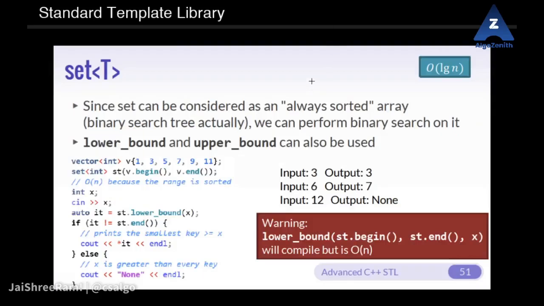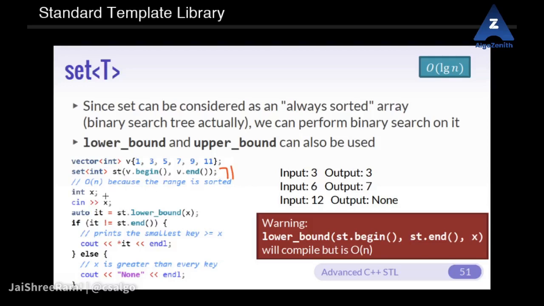Okay, so now set has the lower bound and upper bound also available, since it's maintained sorted, and this is of real interest because this is used in a lot of problems. So let's say you have a vector v. If you want to create a set out of all the elements of a vector, this is the syntax: set of v.begin, v.end. Take all the elements from v.begin to v.end and insert them inside the set. That's all. Since this is already sorted, this set will be created in order n.